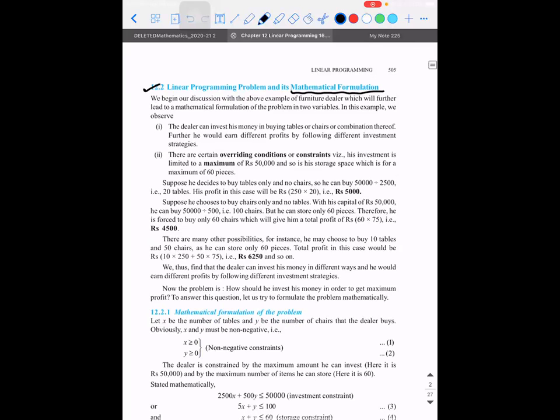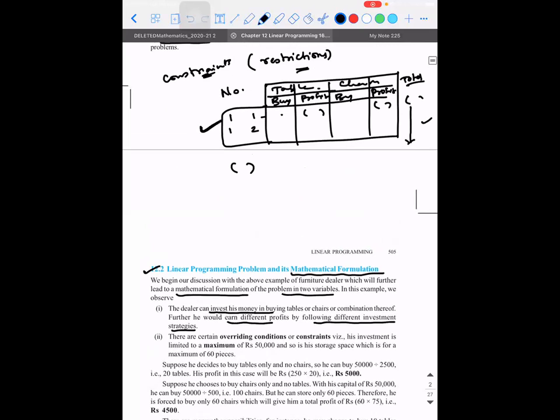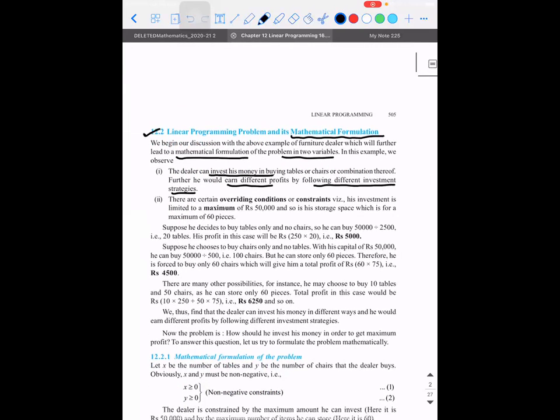Okay. So we begin our discussion with an example of a furniture dealer, which will further lead to the mathematical formulation of problems in two variables. So in this example, it is understood that the dealer can invest his money in buying tables or chairs or combinations thereof. Further, he would earn different profits by following different investment strategies. That is what I meant by this table. Okay. There are certain overriding conditions, also called constraints, which are restrictions. What are they? One is his investment is limited to a maximum of 50,000. So is his storage space, which is restricted to 60 pieces.